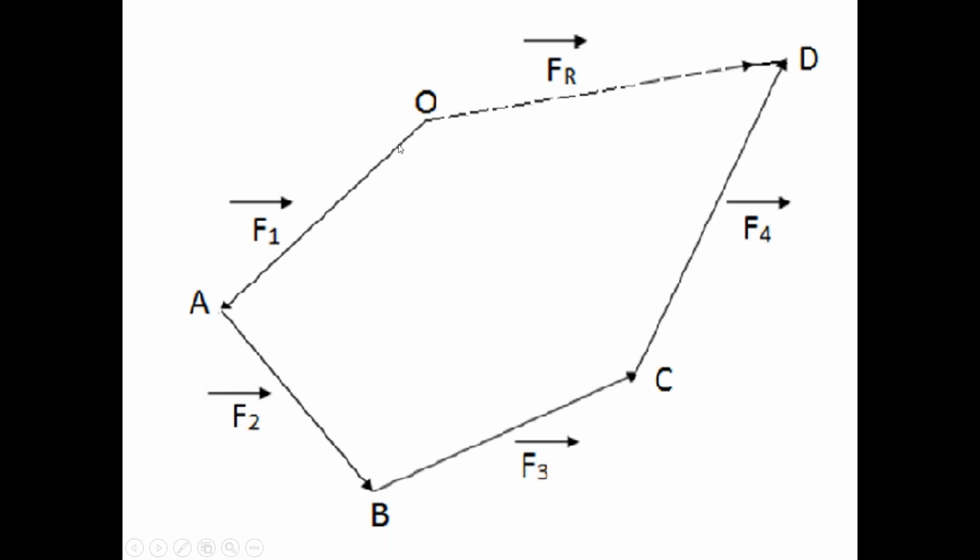First side of the polygon is OA, equal to F1. Second side of the polygon is AB, equal to F2. Third side of the polygon is BC, equal to F3. Follow the directions carefully. The direction on the line OA is continued by the direction on the line AB. It is further continued by the direction on the line BC.